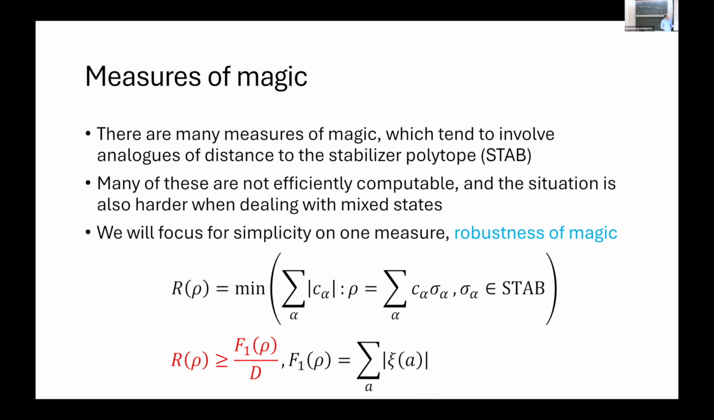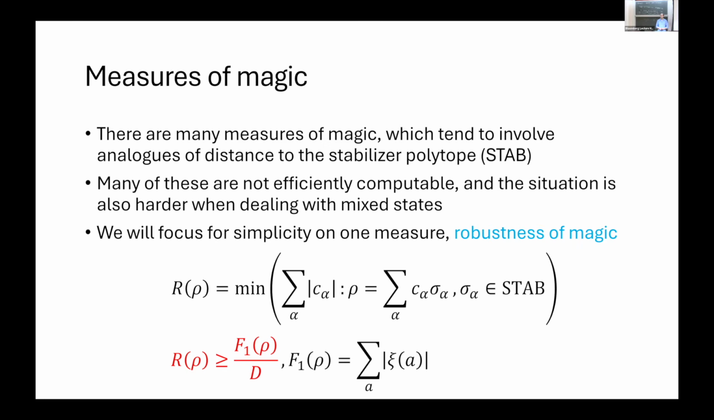So what's the significance of this lower bound then? This bound will only be meaningful, only be useful if F1 is big enough. It's certainly possible for F1 to be small. For example, if rho were the maximally mixed state, then F1 would be just 1. And this bound would be true, but vacuous because we have a better bound. So only if F1 is large enough is this interesting.